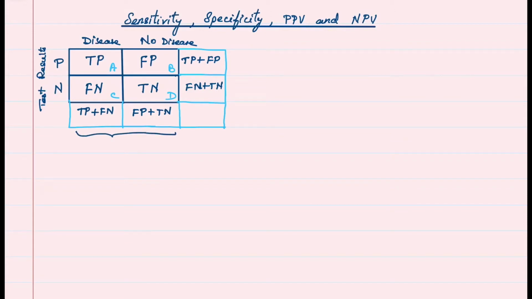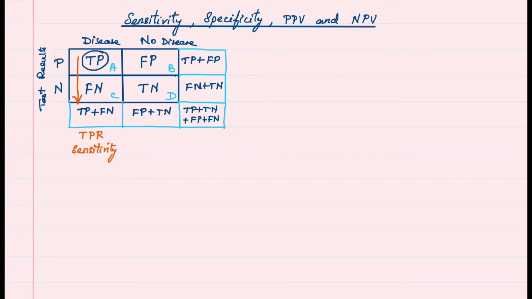This row total and this column total should tally. So the total will be TP plus TN plus FP plus FN, which gives the total population. Now let us see how to calculate the sensitivity. The sensitivity is the true positive rate. So to calculate sensitivity, we have to use the first column. It is a probability. So favorable cases are how many cases are true positive over the total number diseased.